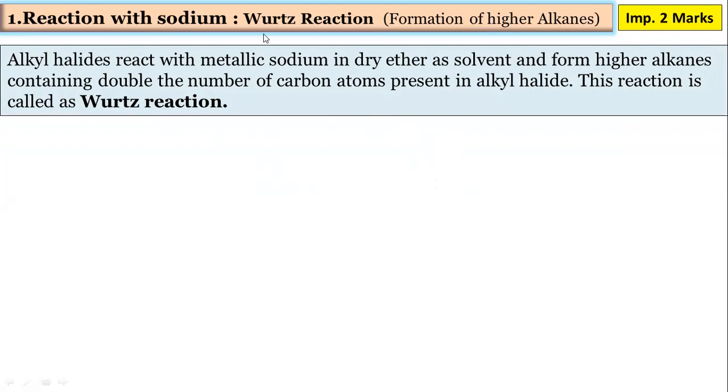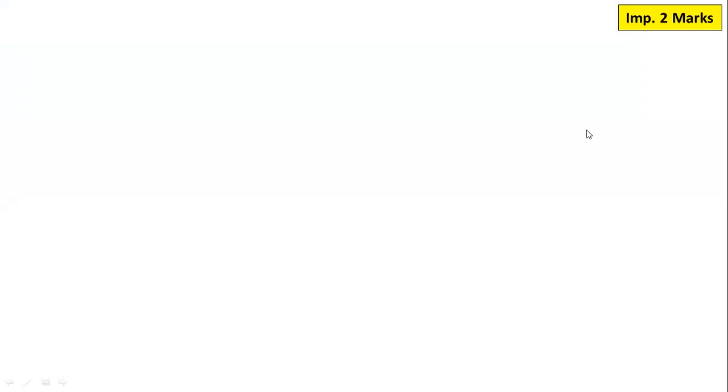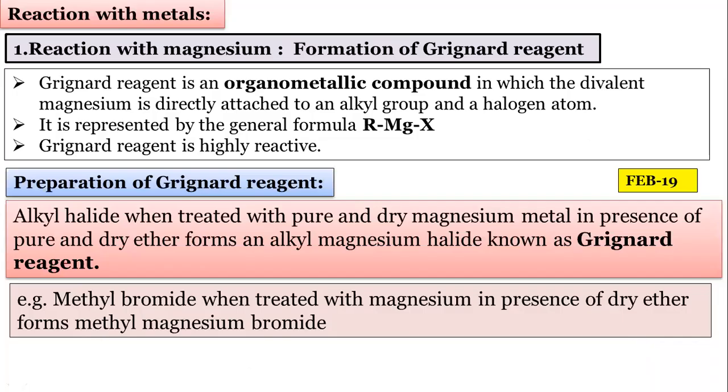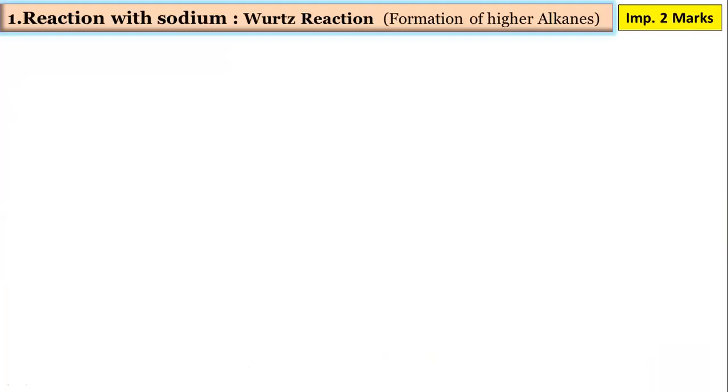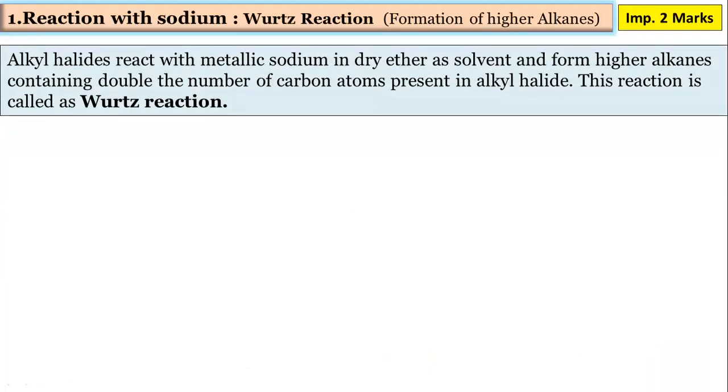So reaction with sodium. This reaction is called the Wurtz reaction, formation of higher alkanes. This is asked for 2 marks. Grignard reagent is also asked for 2 marks. This reaction is also asked for 2 marks. Yes, the reaction of sodium metal: alkyl halides react with sodium metal, again using dry ether as a solvent, to form higher alkanes. This reaction was already seen in 11th standard.